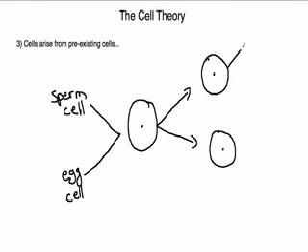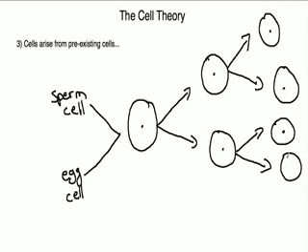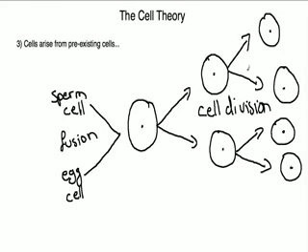And these cells will divide in turn to produce even more cells. And so the main point here is that cells have to arise from pre-existing cells. They cannot be created from non-living matter. They either have to arise from the fusion of a sperm and an egg cell to create the very first cell of an organism, or then cell division. And that's the cell theory for you.